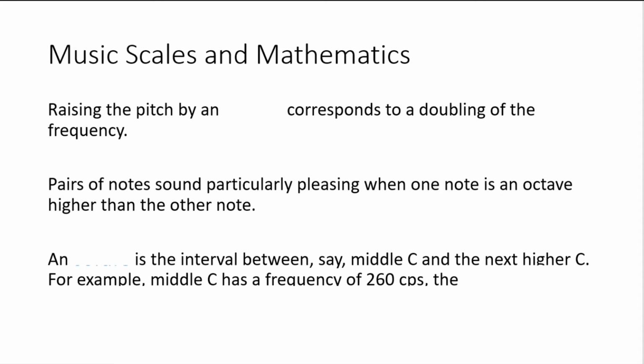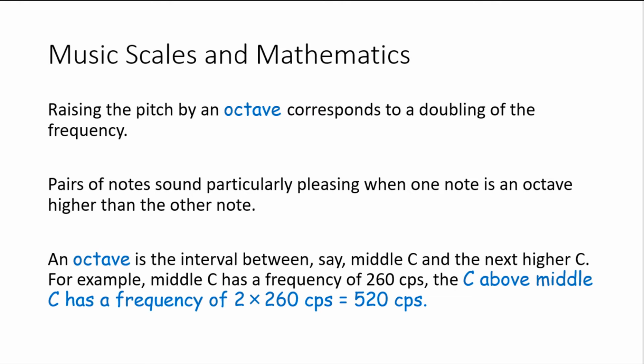Music, scales, and mathematics. Raising the pitch by an octave corresponds to a doubling of the frequency. Pairs of notes sound particularly pleasing when one note is an octave higher than the other note. An octave is the interval between, say, middle C and the next higher C. For example, middle C has a frequency of 260 CPS. The C above middle C has a frequency of 2 times 260 CPS, or 520 CPS.